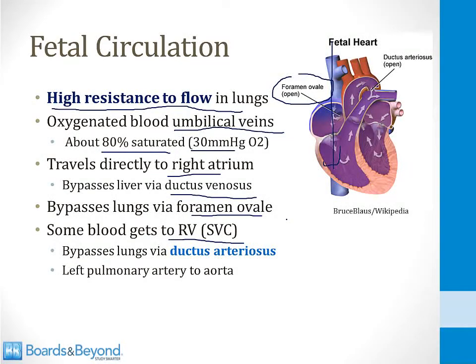But there's a second bypass structure for the lungs called the ductus arteriosus. This is shown in this picture here. It connects the pulmonary artery to the aorta. So once again, this allows blood to bypass the lungs.